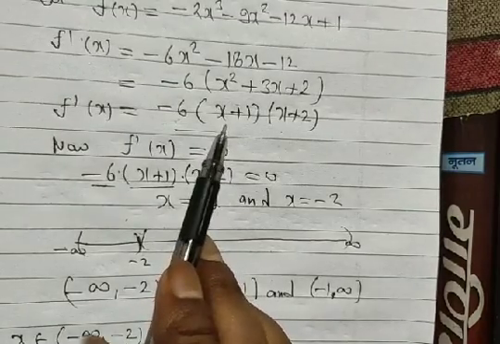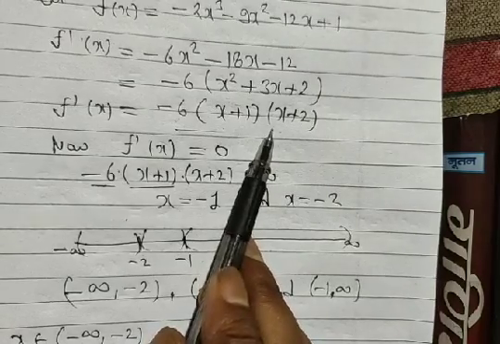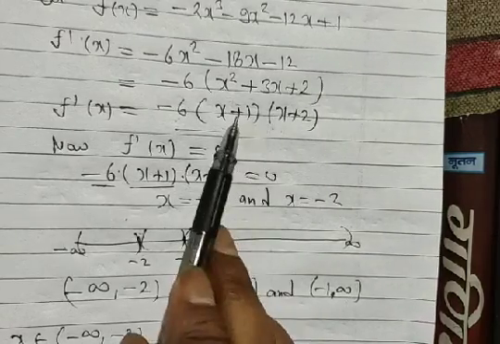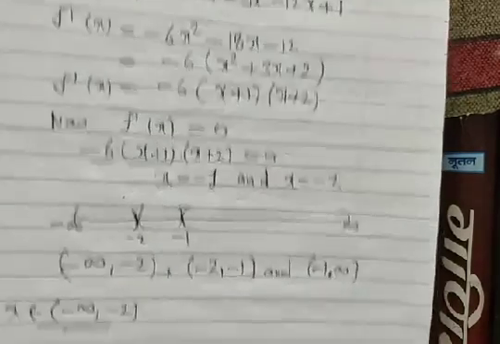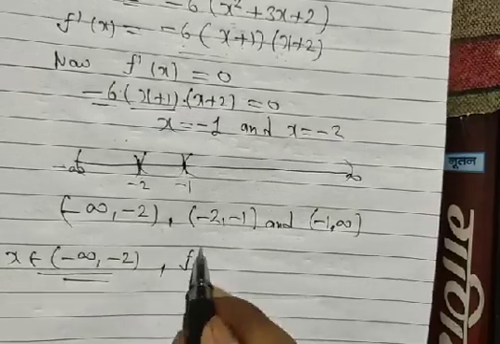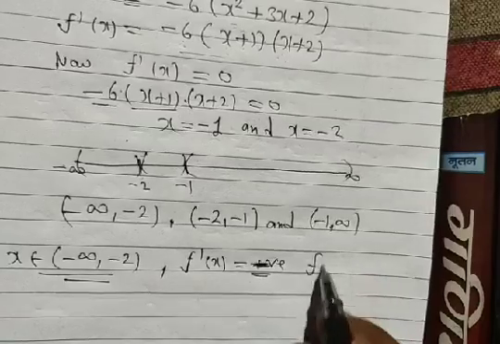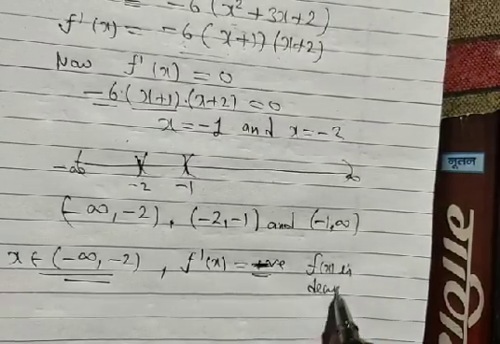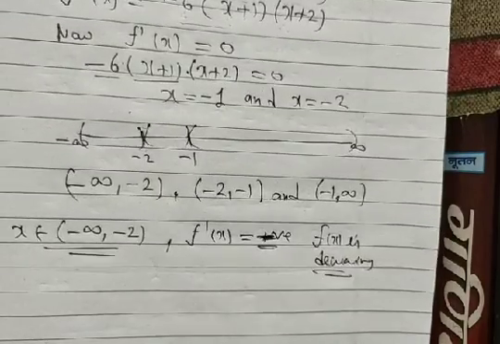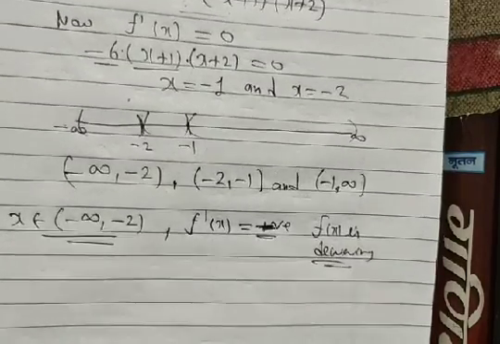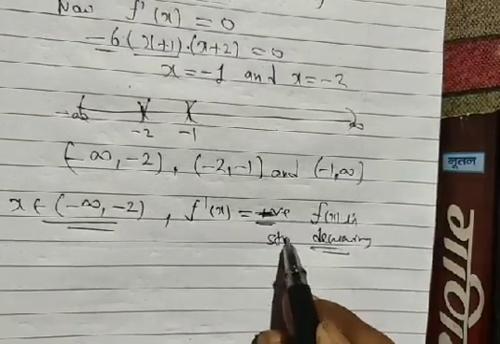The sign of x plus 1 is negative there. Also the sign of x plus 2 is negative there. Then what we have is minus, minus, minus: minus times minus times minus gives a negative sign. In this interval our derivative has a negative value. Then our f(x) is decreasing; our function is strictly decreasing in the given interval.